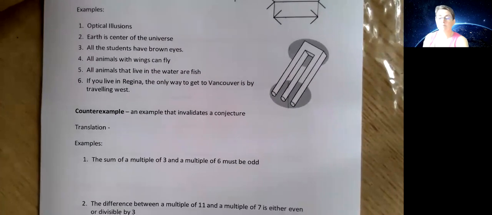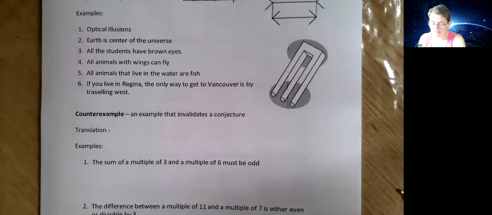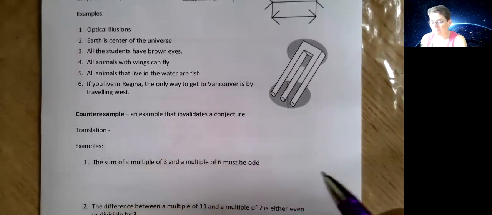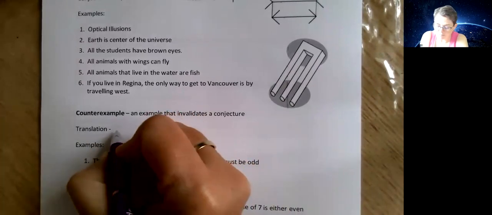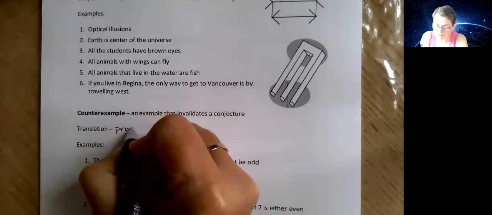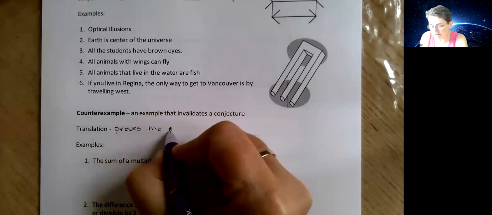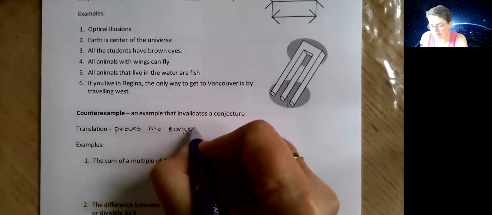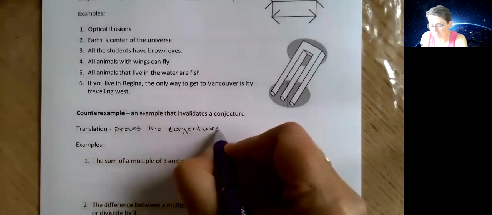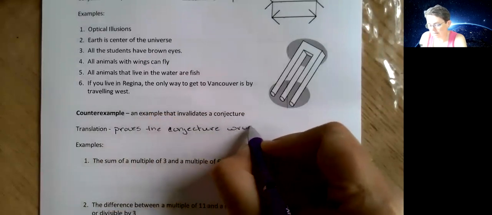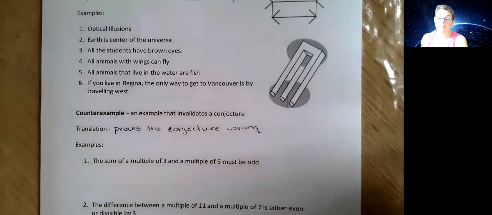All right, a more formal definition: a counterexample is an example that invalidates a conjecture. It proves that conjecture wrong. I guess I could have just said it disproves a conjecture, but I didn't think of that until after.